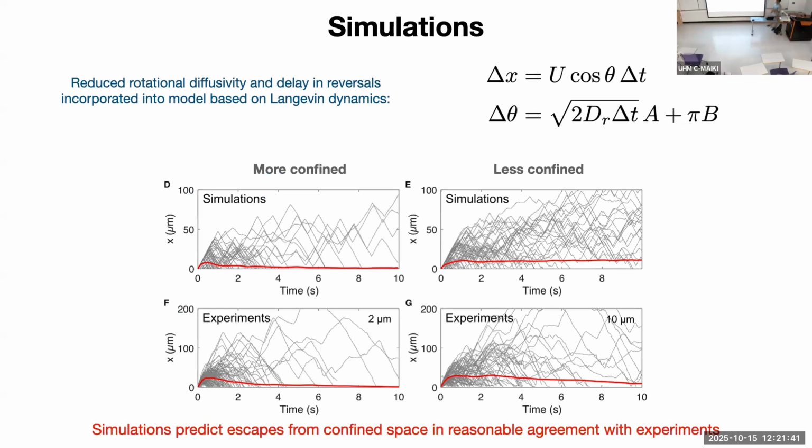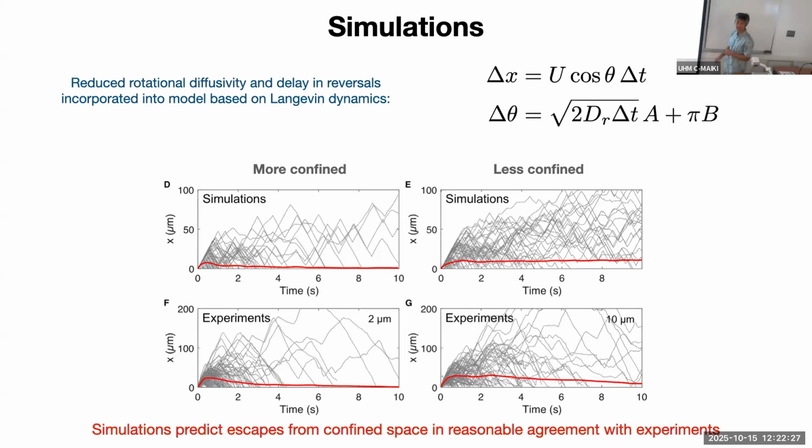Let me start with the simulation. In the more confined case, the 2 micrometer channel, I'm plotting the bacteria going into the channel. The red curve shows the average of 100 simulated bacteria. You can see most of the bacteria leave the channel. Very few remain after 10 seconds. This is consistent with what we saw in the experiments. I'm comparing here with the bottom left panel. These are experimental data showing the bacteria going into the channel. Very few remain, and the red curve also goes down to 0.